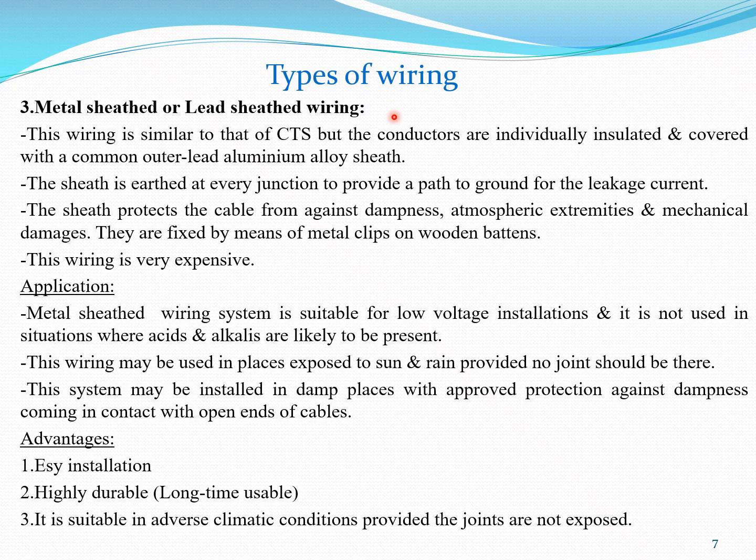What is the application of metal sheathed or lead sheathed wiring? The metal sheathed wiring system is suitable for low voltage installations and it is not used in situations where acids and alkalis are likely to be present. The wiring may be used in places exposed to sun and rain, provided there should be no joint. This system may be installed in damp places with approved protection against dampness coming in contact with open ends of cable.